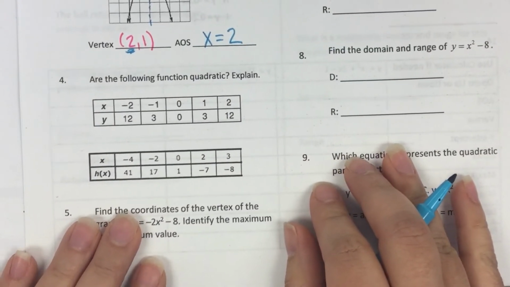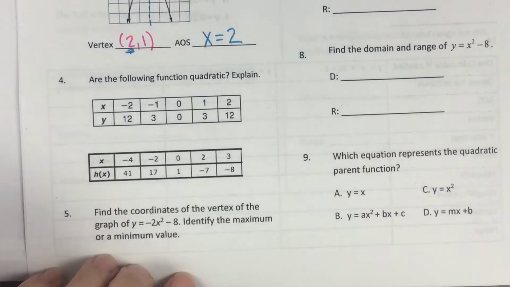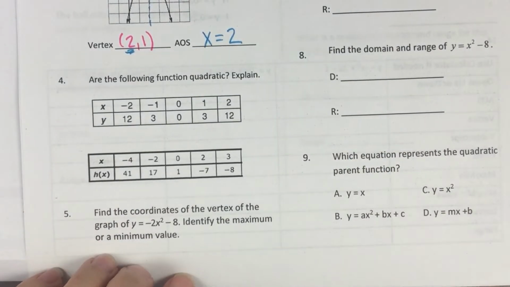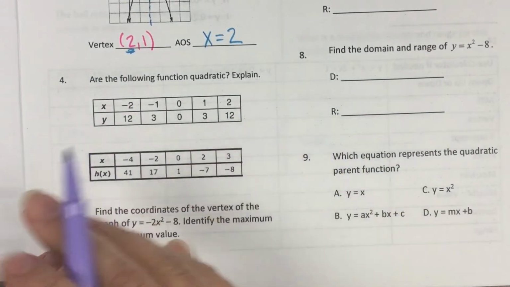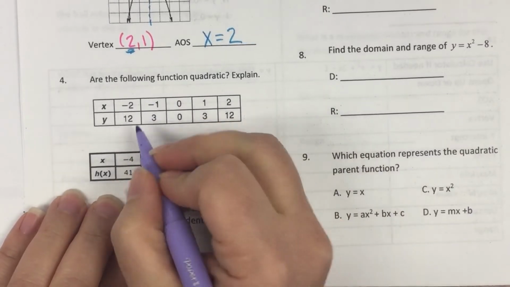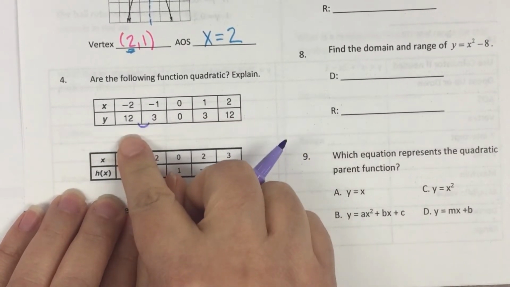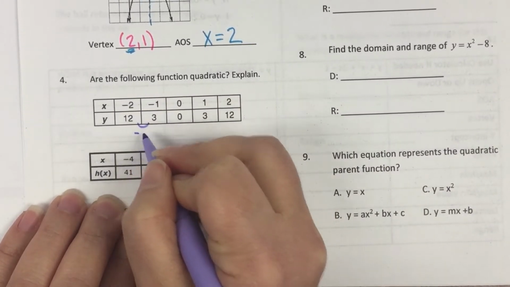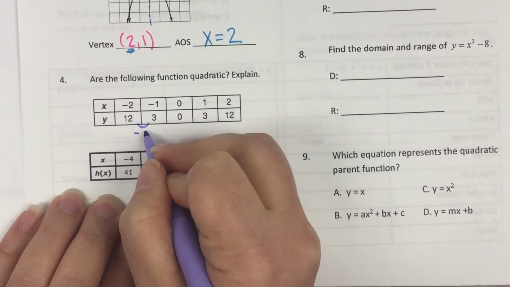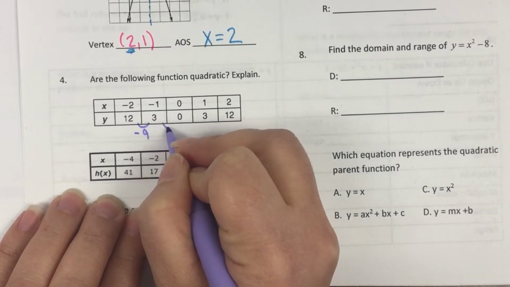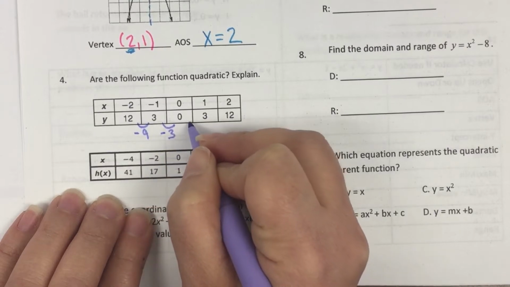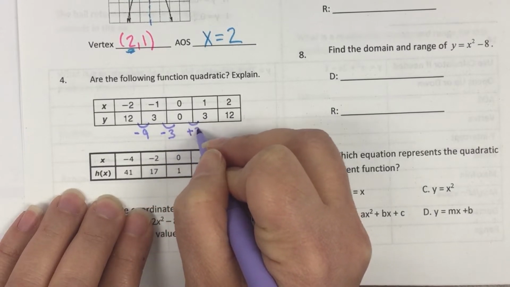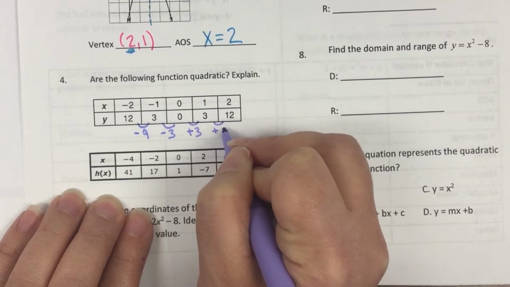For question 4, I want to know if these represent a quadratic. And so there are two ways that I showed you guys in class. One is going to be the differences. So from 12 to 3, this is a decrease of 9. 3 to 0 is a decrease of 3. Here, we're increasing by 3 and increasing by 9.